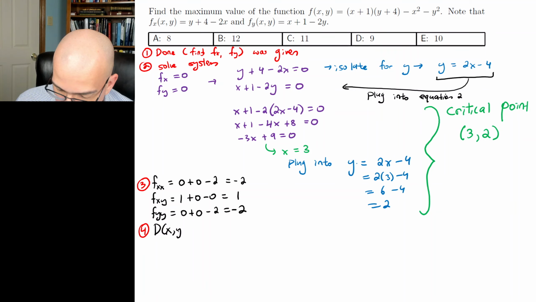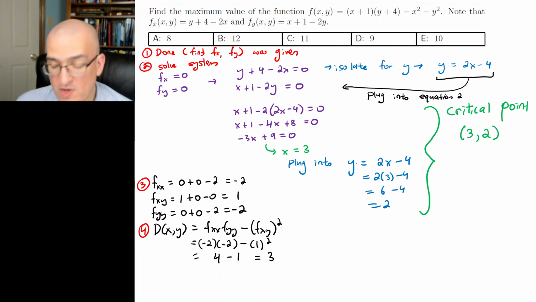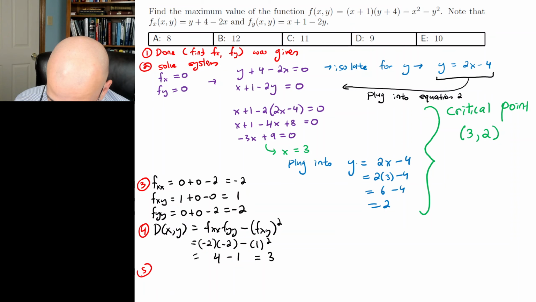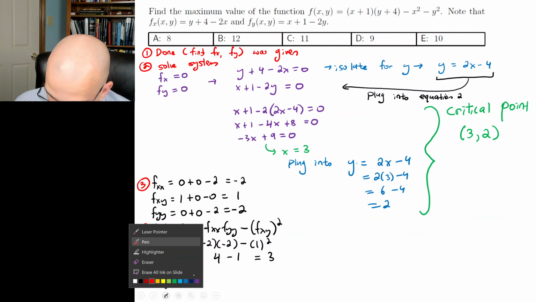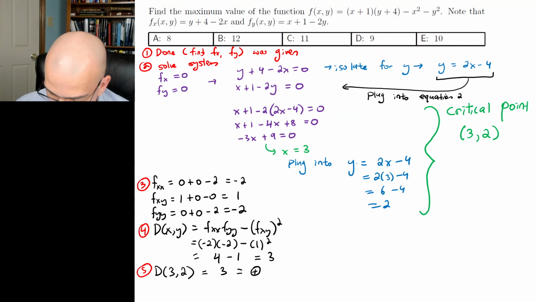Step 4, we can create the diagnostic function. Capital D of x comma y is f double x times f double y minus f x y all squared. And it's not a very interesting diagnostic function. It's negative 2 times negative 2 minus 1 squared. So 4 minus 1, we get 3. It's always positive. Step 5. Capital D evaluated at the one critical point that we found. D evaluated at 3, 2 is equal to 3. It's positive, so it's not a saddle.